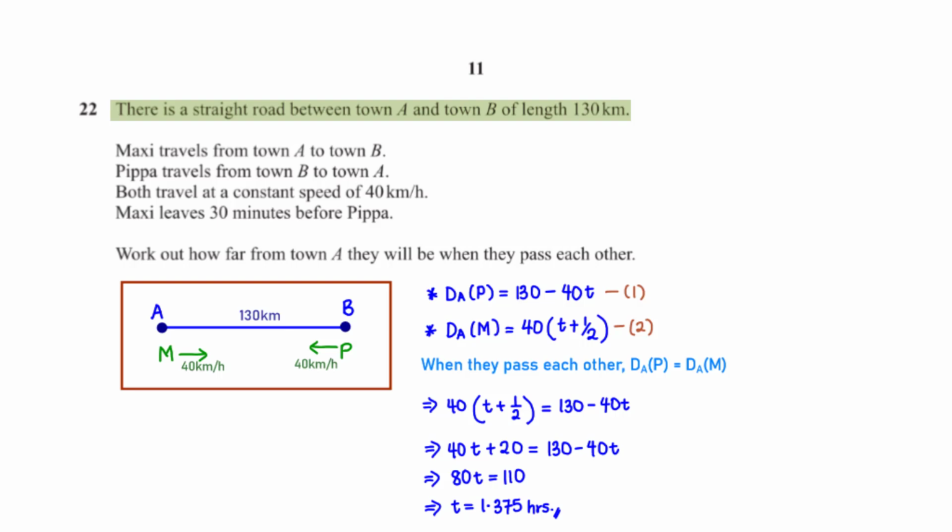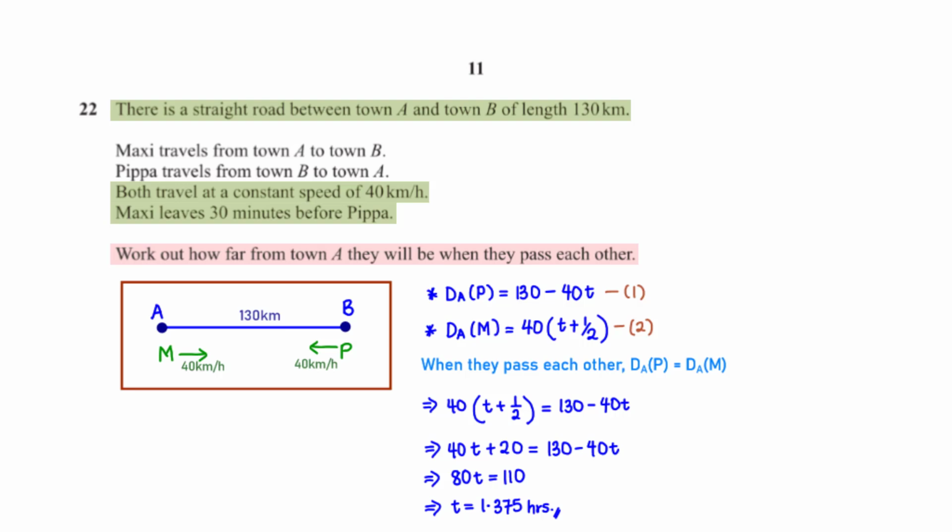There is a straight road between town A and town B of length 130 kilometers. Maxi travels from town A to town B. Pippa travels from town B to town A. Both travel at a constant speed of 40 kilometers per hour. Maxi leaves 30 minutes before Pippa. Work out how far from town A they will be when they pass each other.